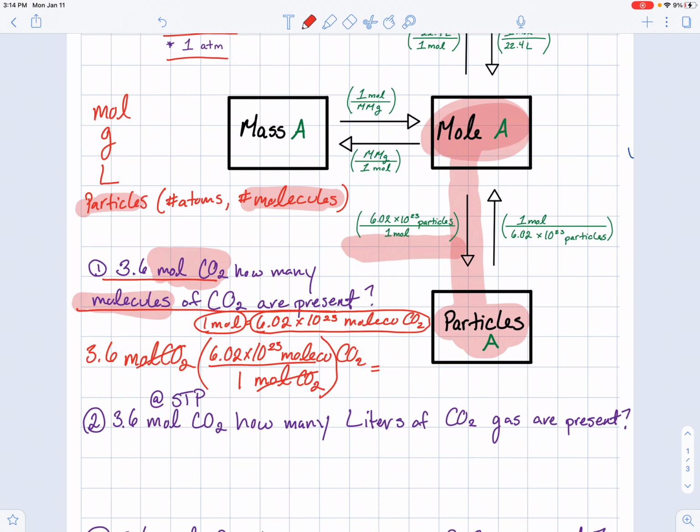So let's see. 3.6 times 6.02 to the 23rd, and I got 2.2 times 10 to the 24th molecules of CO2.